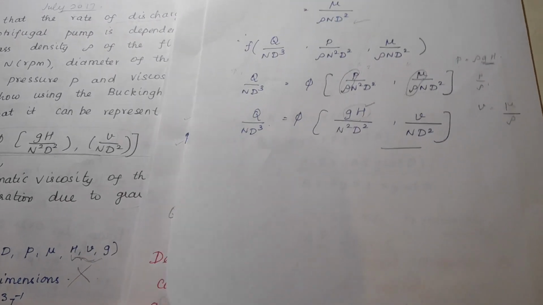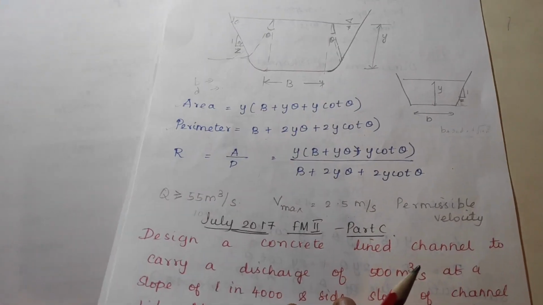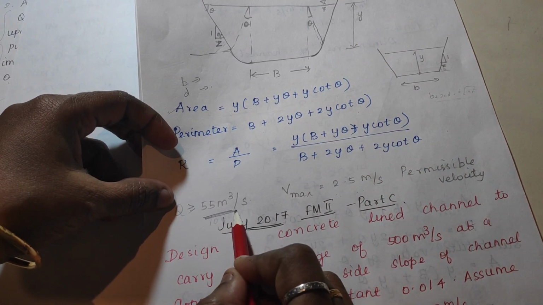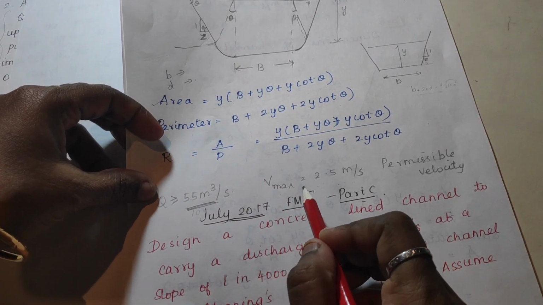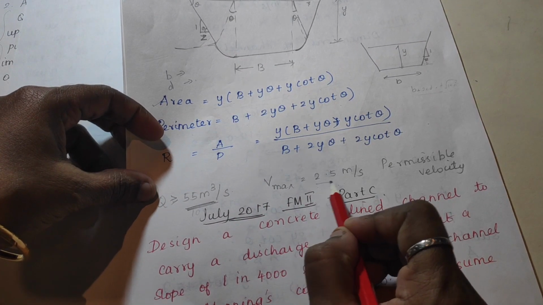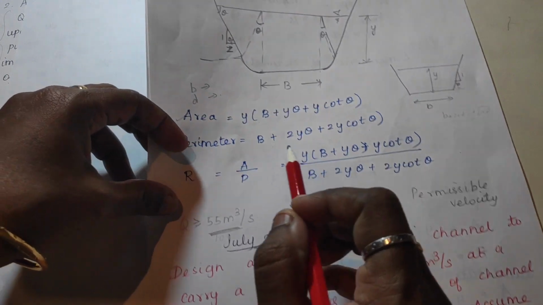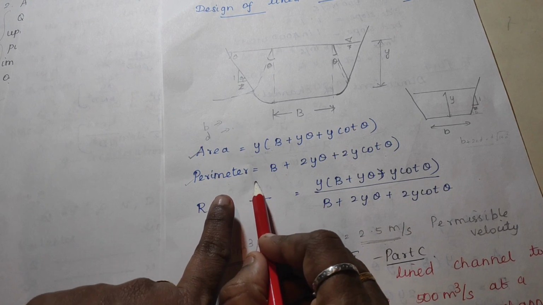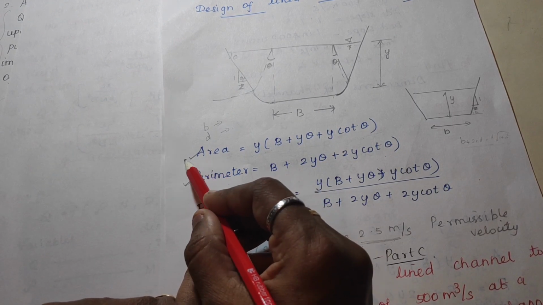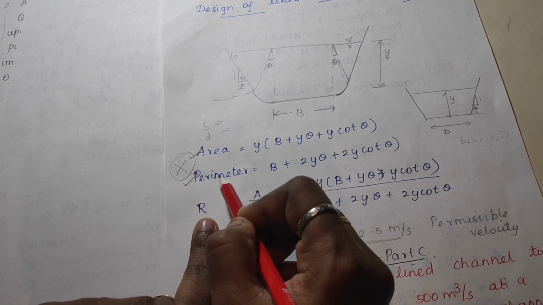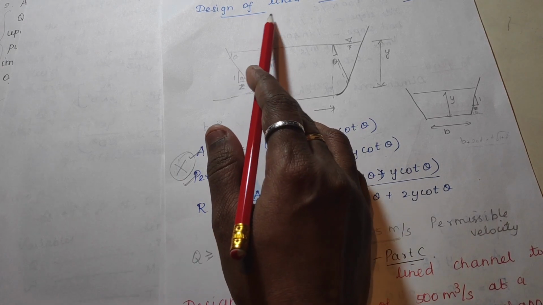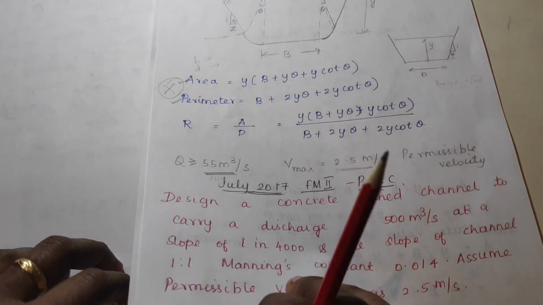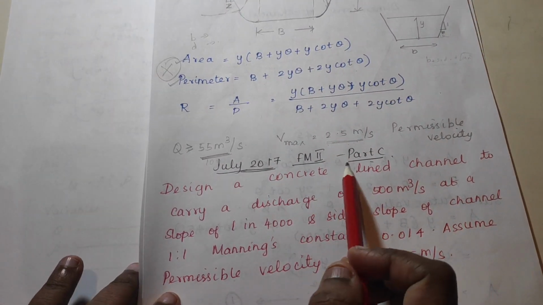The next problem is the design of lined canal. Okay. If the discharge is greater than 55 meter cube per second and they ask you to limit the velocity to 2.5 meter per second, it means you have to use this formula for finding out area and this formula for finding out the perimeter. You have to study this formula for solving the design of lined canal. Okay, so this is a July 2000 Part C problem.